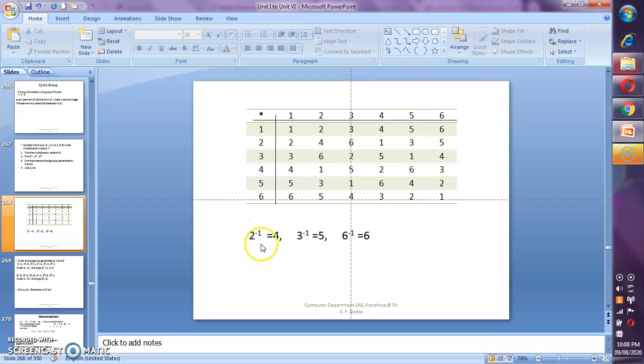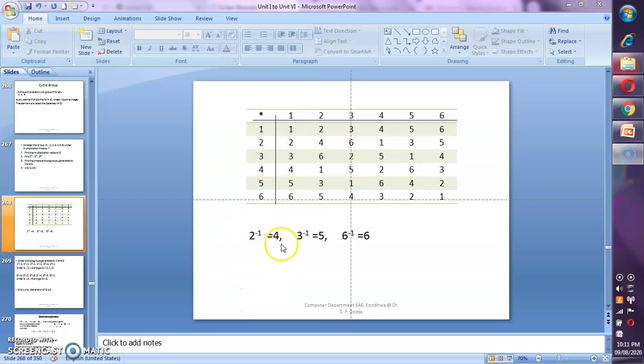Now for finding the inverse of the elements 2, 3 and 6, we should know which one is the identity element in this matrix. In this multiplication operation, the identity element in this algebraic structure is nothing but 1. You can see that the left identity, that is the row identity, is nothing but 1. Here you get the same element after multiplying this 1 with 1, 2, 3, 4, 5, 6, and the column identity is nothing but this one.